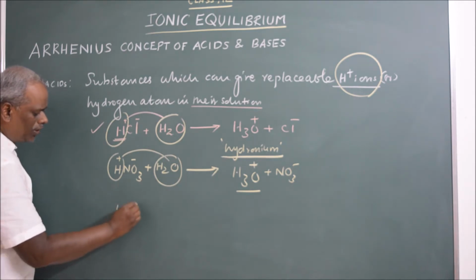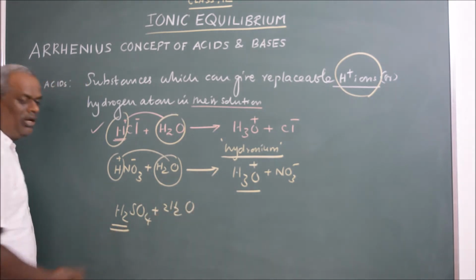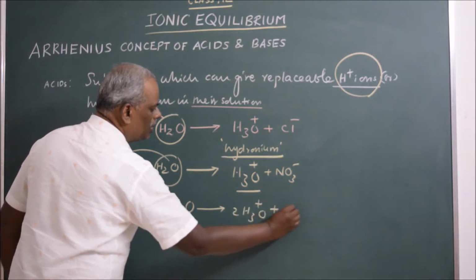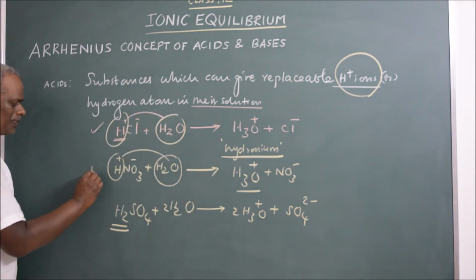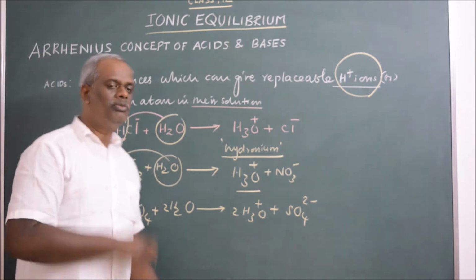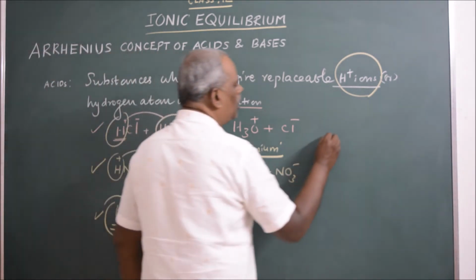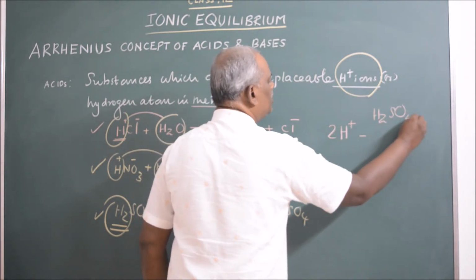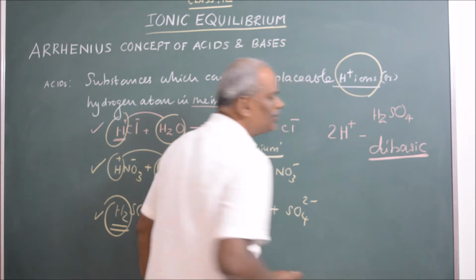Likewise, if you take H2SO4, when it is in contact with water, it has got two replaceable hydrogen atoms, so that we can have 2 times hydronium, H3O plus, and the other would be SO4 2 minus. So the acids are the substances that can form replaceable hydrogen atoms or replaceable hydrogen ions. You just see the sulfuric acid, it has got 2 replaceable hydrogen atoms, and hence the sulfuric acid is simply called a dibasic acid.